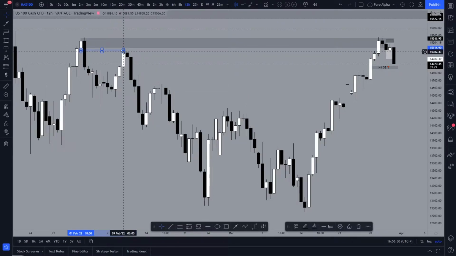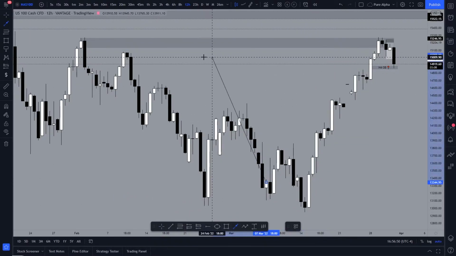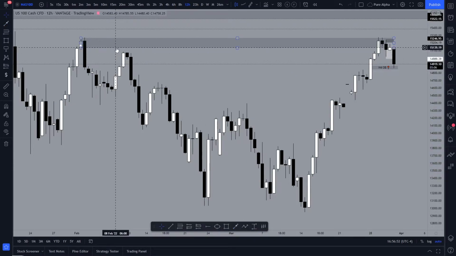So this was the initial imbalance over here, and then price got redelivered, and the imbalance got partially mitigated past the 50% point, and now this becomes the imbalance, because there is still that gap between these initial candles here. So that is the reason for market to go up. It has incentive to grab the liquidity from the upside over here.